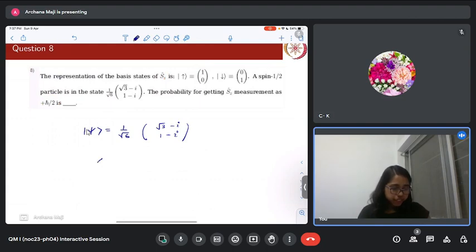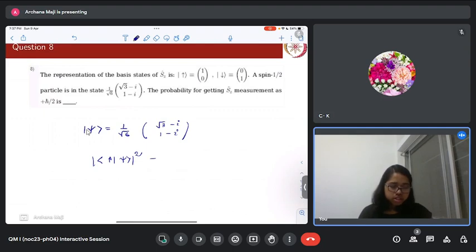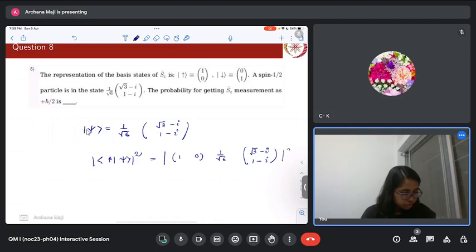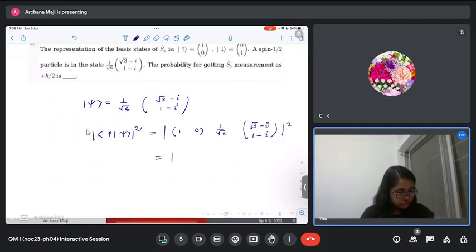So that means you need to find the mod square. So this is your probability of getting an Sz measurement of h cross by 2. Is this clear to you? Yes, madam. Mod of 1 0 with 1 over square root 6 times square root 3 minus i, mod square. So 3 plus 1, that's 4. So 2/3 is the probability.